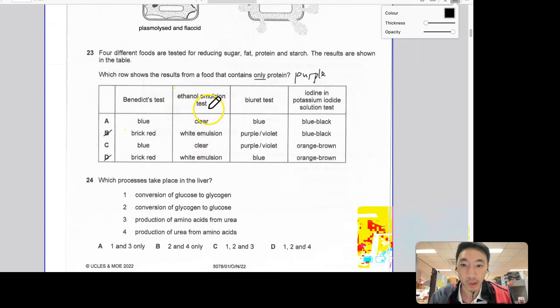So let's see, ethanol emulsion, it should be clear. With the biuret test, if this is blue, that means that there's no protein, so this is wrong. Then let's check C. So there's no reducing sugar, there's no fats. Then there's orange brown, that means there's no starch also. So this one has changed, therefore the answer is C.